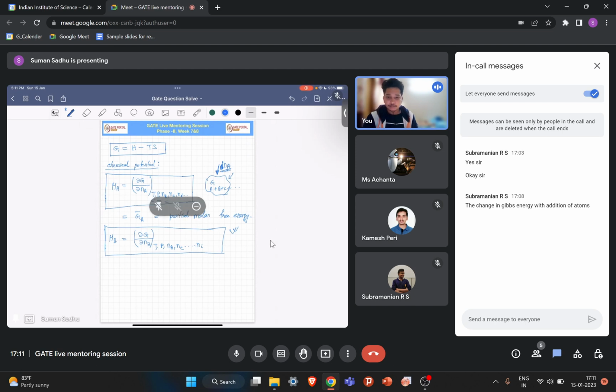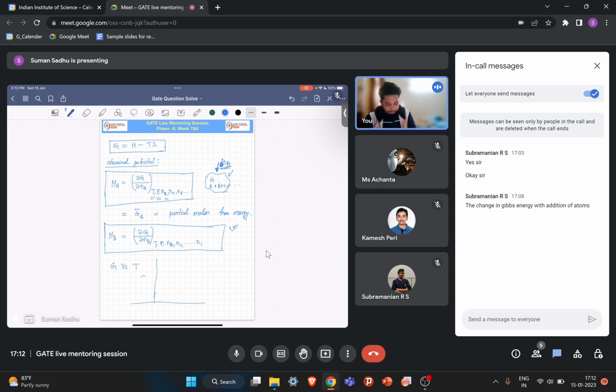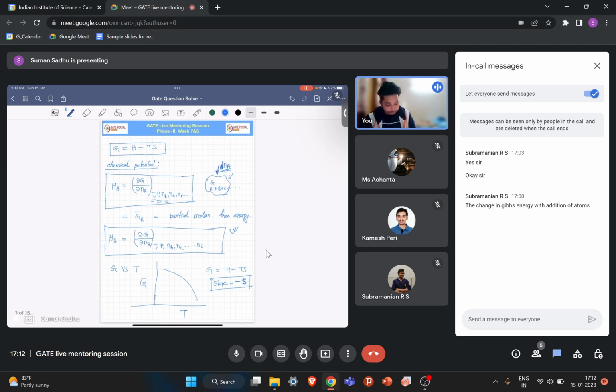In the previous class we talked about how free energy changes with temperature. So the G versus T plot we saw in our previous lecture. There we saw that free energy decreases with temperature because G is H minus TS and the slope is minus S. With temperature S increases, and as S is positive, the slope, minus S, is negative. So free energy decreases with temperature. Now if we add one more variable: for a pure element, G is a function of temperature and pressure only, right?